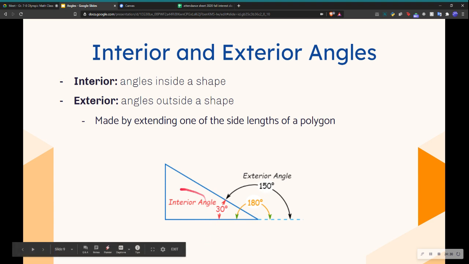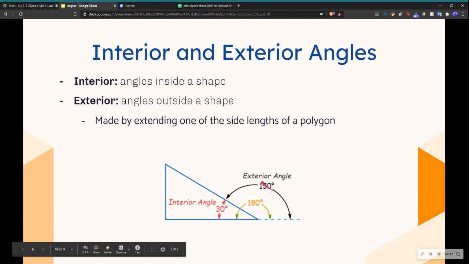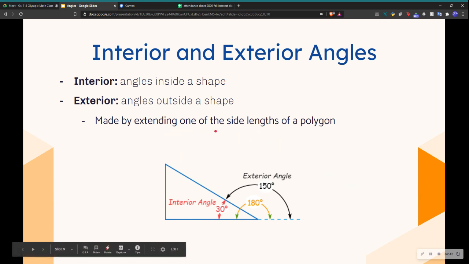And what you notice is that an interior angle plus its paired exterior angle equals a straight line, or 180 degrees. So it means the exterior angle would be 150 degrees as set in the diagram. Any questions about this before we move on?